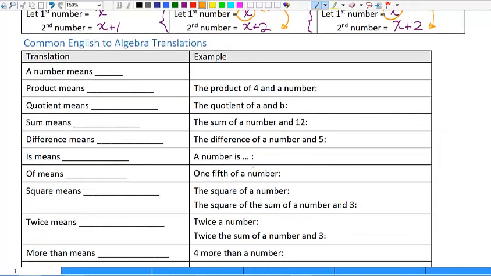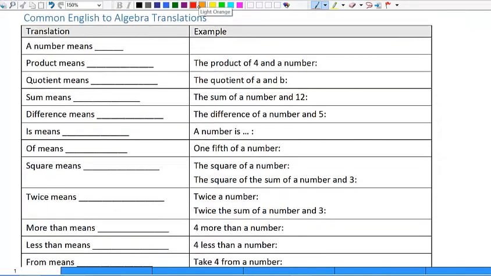The last thing I want to talk about before we get to the actual word problems is to go through a couple common English to algebra translations. If you ever see in a word problem a number, well, that just means your variable, and we usually use x, okay? That means the thing that's unknown.